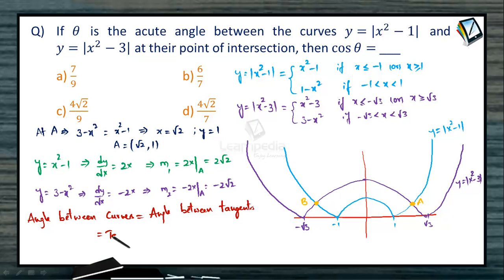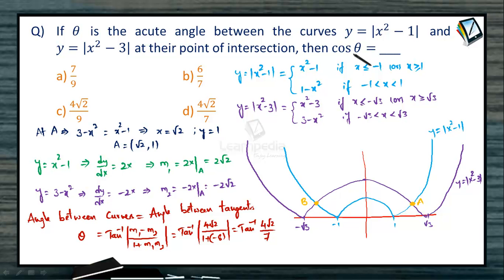So how much is this? This is tan inverse of mod of m1 minus m2 by 1 plus m1 into m2. That is tan inverse of m1 minus m2, 2 root 2 minus of minus 2 root 2, that is 4 root 2, by 1 plus 2 root 2 into minus 2 root 2, that would be minus 8. So this is simply tan inverse of 4 root 2 by 7. If this angle is assumed to be theta, by this calculation we got the tan theta value.